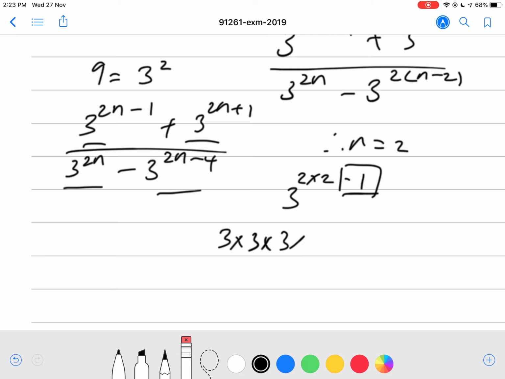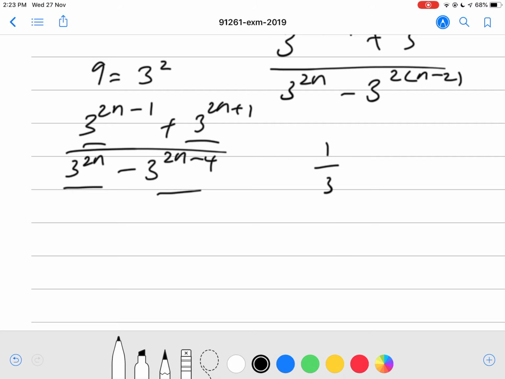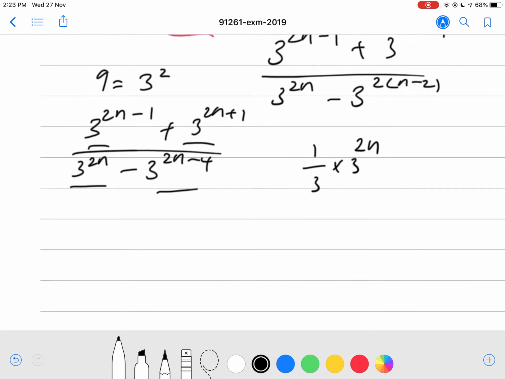So we can move this minus 1 from 3 to the power of 2n minus 1 and actually make it divided by 3. We can rewrite that as 1/3 times 3 to the power of 2n.